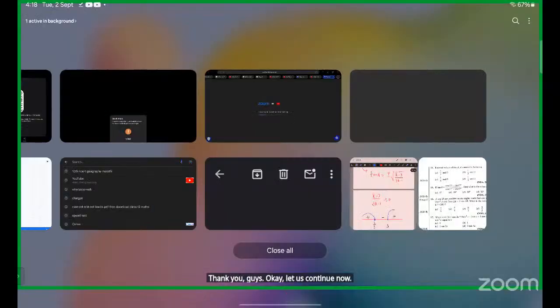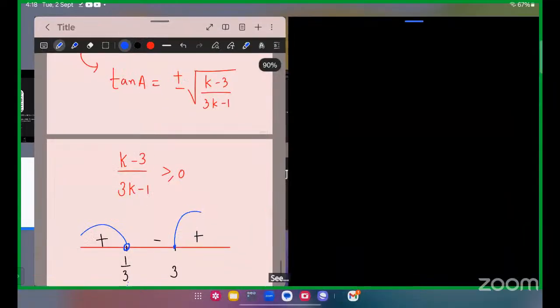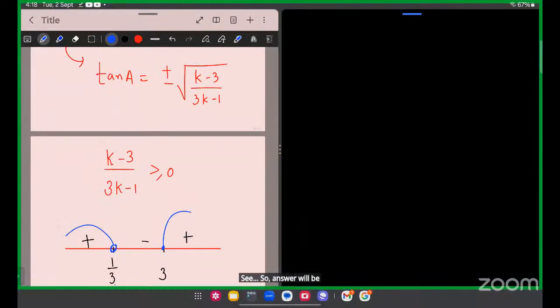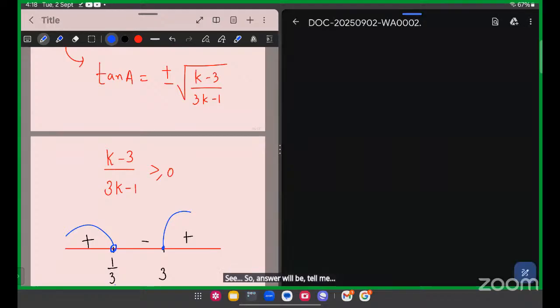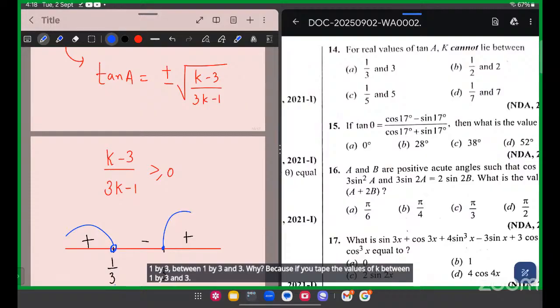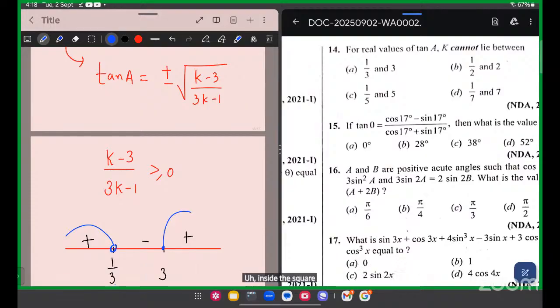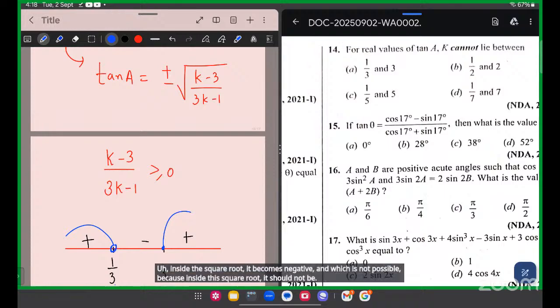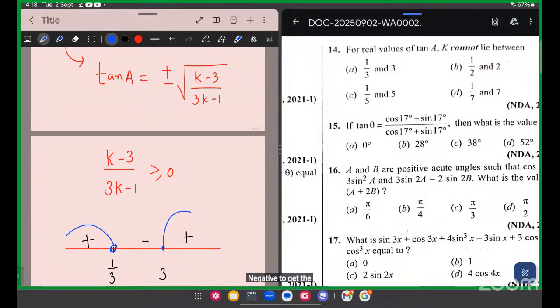Okay, let us continue now. See, so the answer will be, tell me, between 1 by 3 and 3. Why? Because if you take the values of k between 1 by 3 and 3, inside the square root it becomes negative, which is not possible because inside the square root it should not be negative to get a real number. Therefore, the answer is going to be 1 by 3 and 3. So A is the right answer.